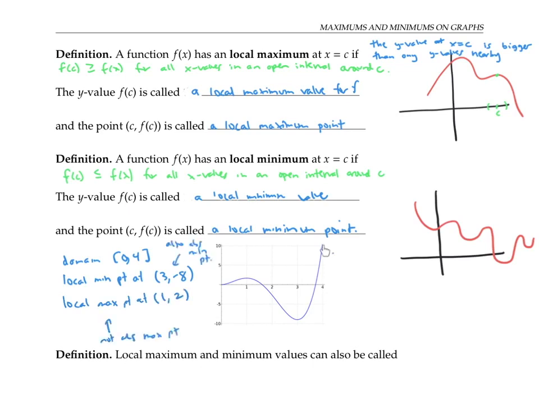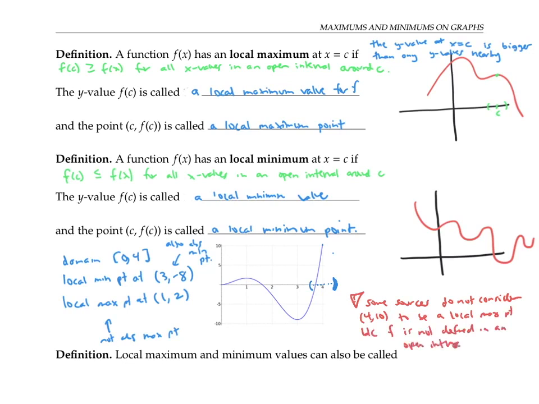Different sources use different conventions as far as whether the point (4, 10) up here counts as a local maximum point or not. Some sources do consider it a local maximum, since it's the highest point anywhere nearby, but other sources say that it doesn't count as a local maximum for the technical reason that you can't get an open interval of values around 4, because the function's not defined in an open interval around 4, because its domain stops at 4. So I'll just write this as a caution that some sources do not consider (4, 10) to be a local max point because f is not defined in an open interval around x equals 4.